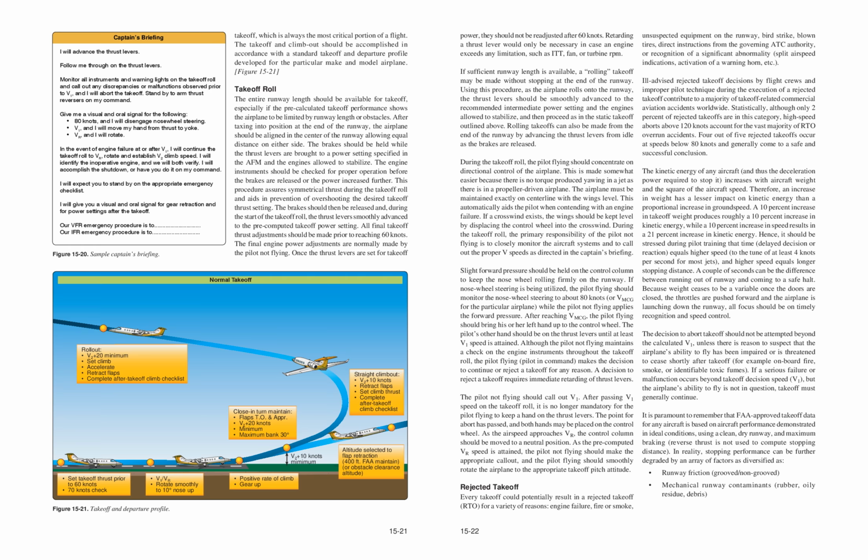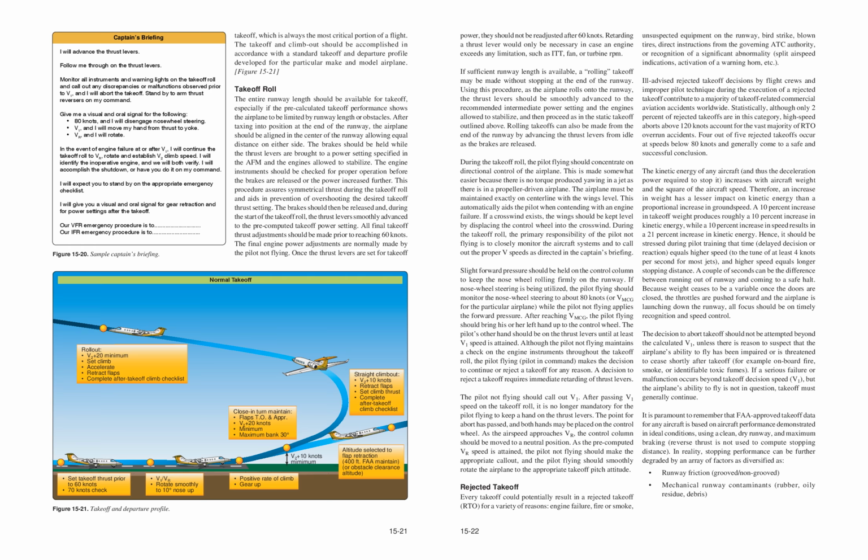After passing V1 speed on the takeoff roll, it is no longer mandatory for the pilot flying to keep a hand on the thrust levers. The point for abort has passed, and both hands may be placed on the control wheel. As the airspeed approaches VR, the control column should be moved to a neutral position. As the pre-computed VR speed is attained, the pilot not flying should make the appropriate call-out, and the pilot flying should smoothly rotate the airplane to the appropriate takeoff pitch attitude.